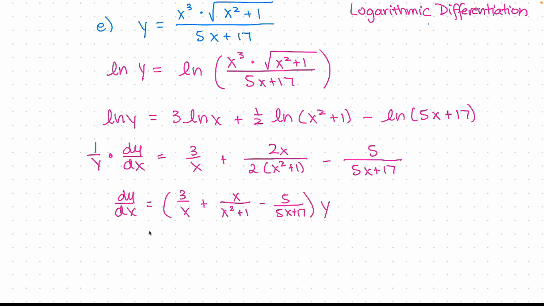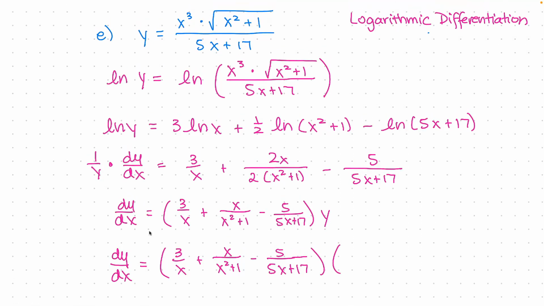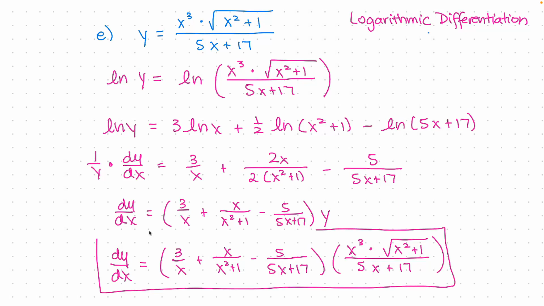We just multiply both sides by y. And if you have to put your answer all in terms of x, that's okay. Because we know that y equals the stuff on top in blue. And there's our final answer, all in terms of x.